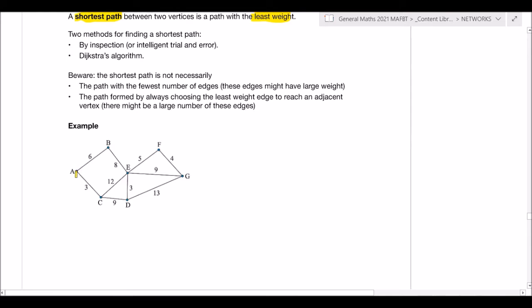So for example, if I go 3, okay, that's fine. But then if you look at the adjacent edges there, you've got 12 and 9, which is quite high. Whereas if I went to 6, 8 is a pretty good option. Okay, it's better than going 3 to 12. Okay, 6 plus 8 is 14. 3 plus 12 is 15. So it's more. Okay, to get to E, the shortest path would have to be A to B to E. Okay, so those are some things to keep in mind when we do these.